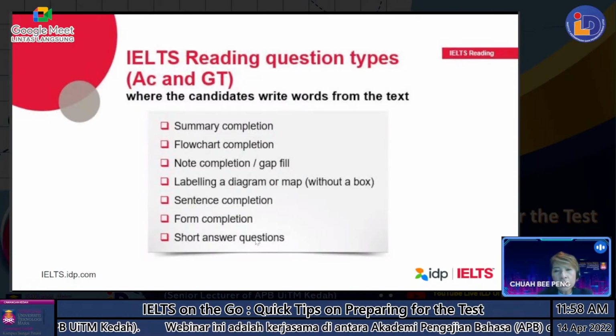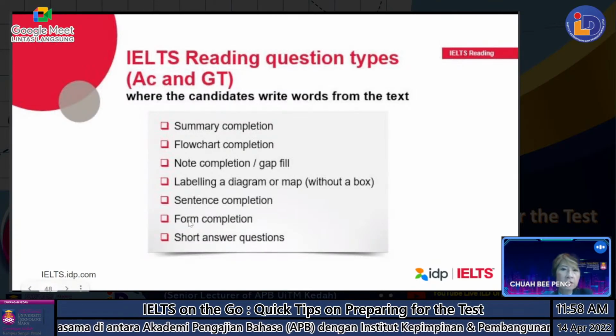Okay, short answer questions. They will never ask you to write long answers. No, it's always short answers, and always watch out.